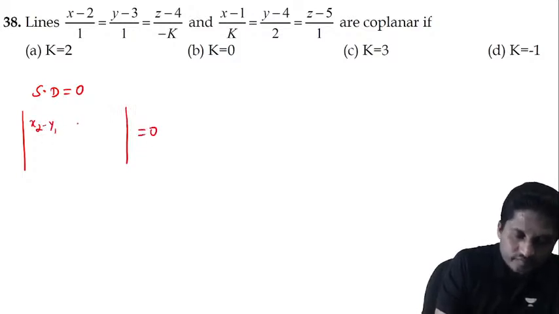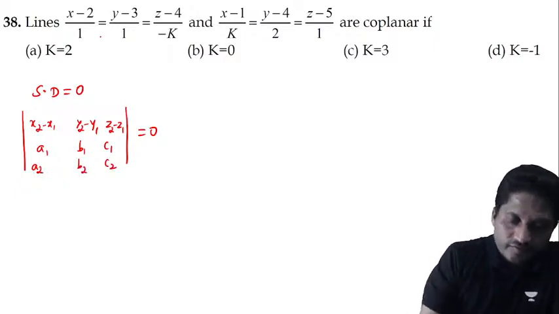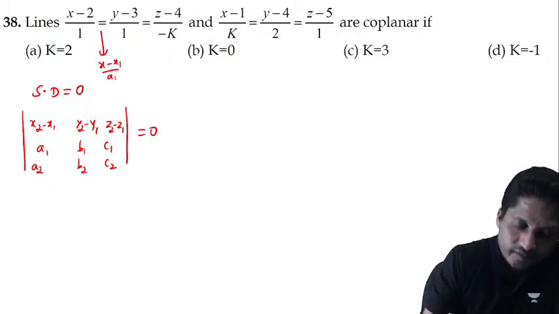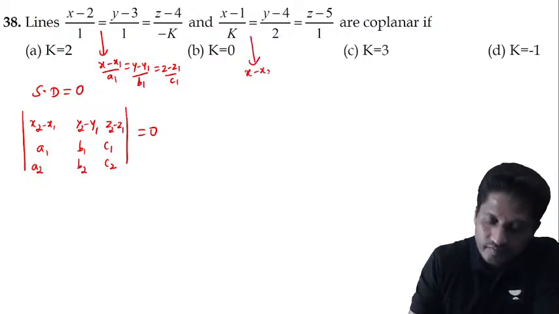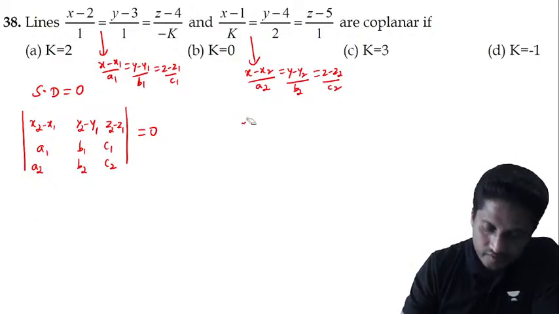The determinant has x2 minus x1, y2 minus y1 and z2 minus z1. The drs of the first line are a1, b1 and c1 and the drs of the second line are a2, b2 and c2. Now this is of the form x minus x1 by a1 is equal to y minus y1 by b1 is equal to z minus z1 by c1, and this is of the form x minus x2 by a2 is equal to y minus y2 by b2 is equal to z minus z2 by c2.